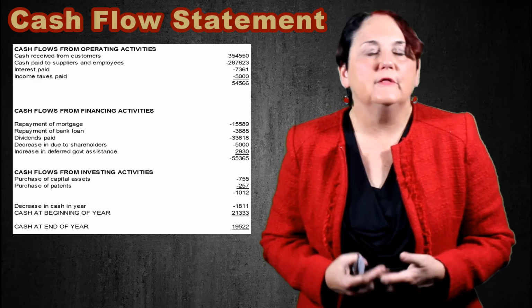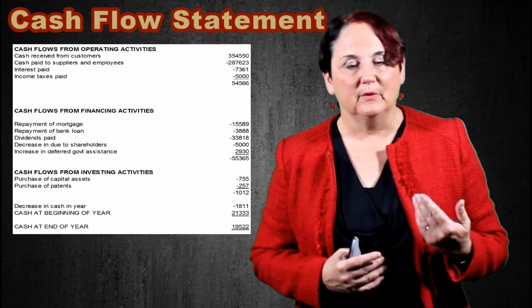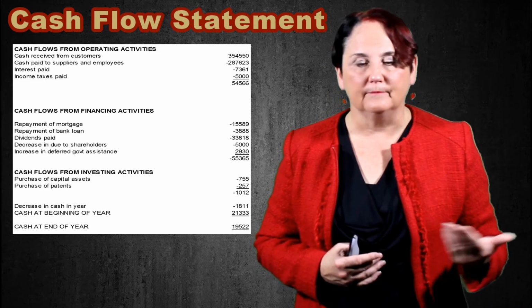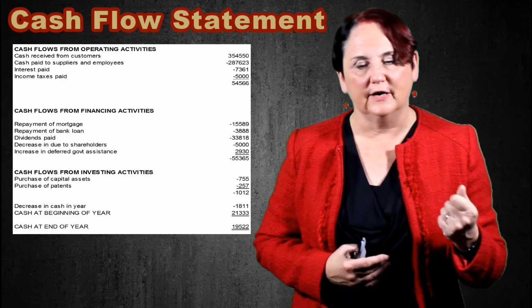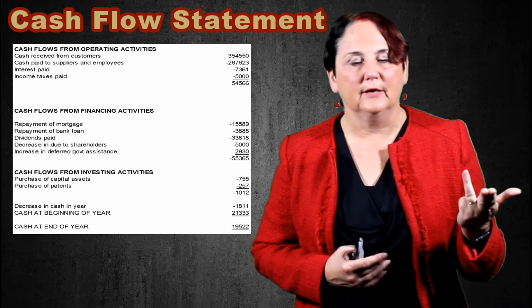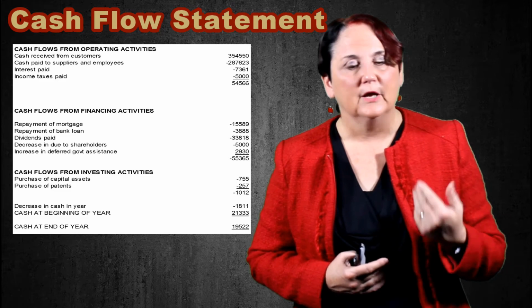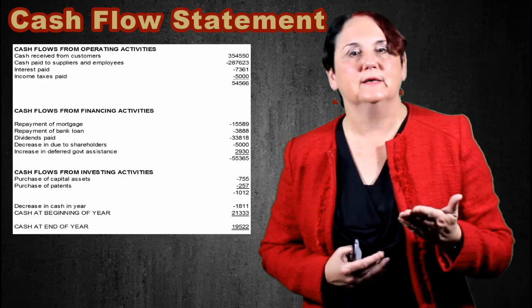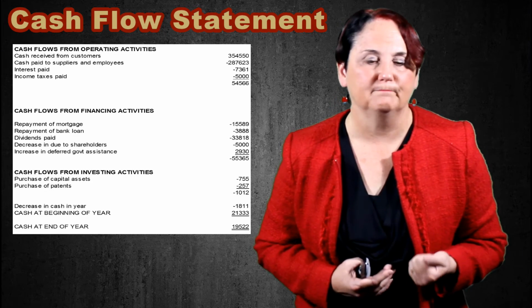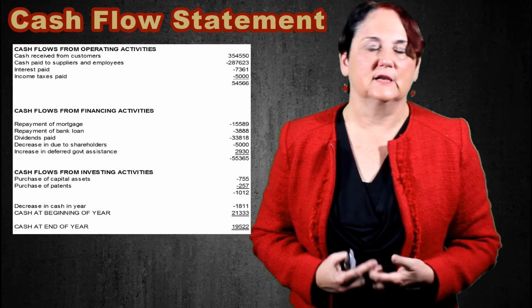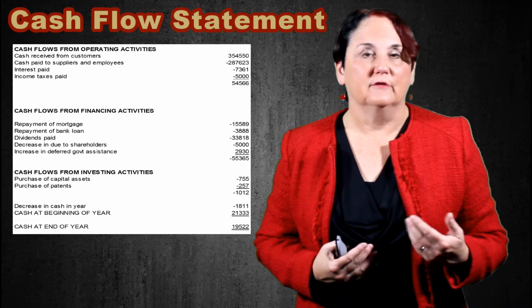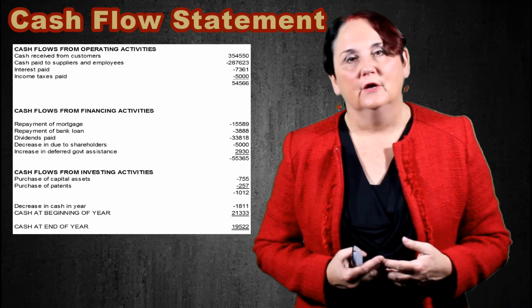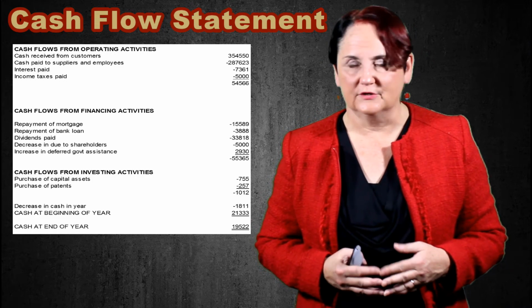What did they do with it? Well, they spent a lot of it paying back debt. So their negative cash flow from financing, paying mortgages, paying bank loans. They also pay dividends. They have as much cash going out to pay debt as they had coming in from operations. Their cash flow from investing is negligible. They have negative cash flow because they've bought a few fixed assets and a few patents, very small numbers.